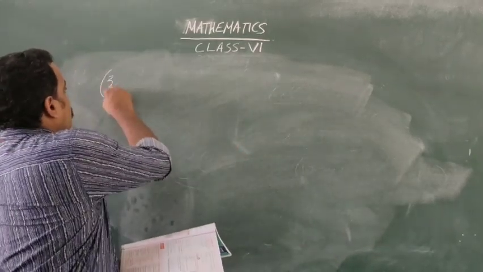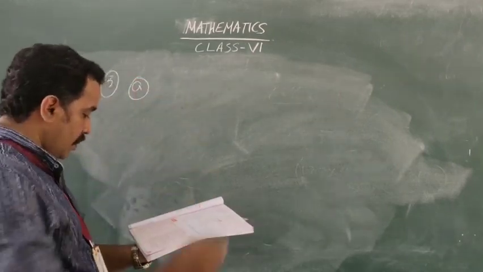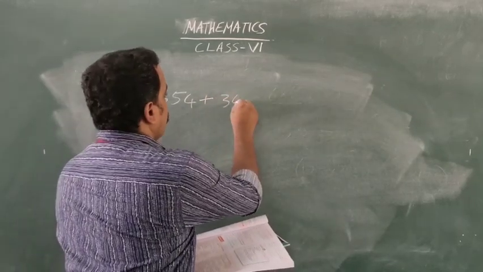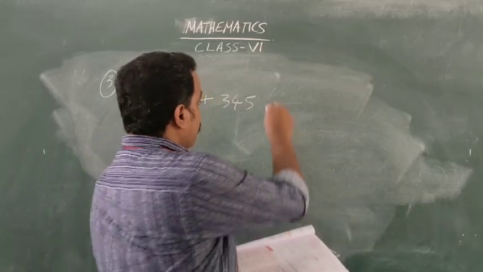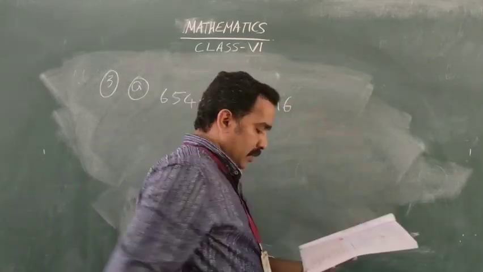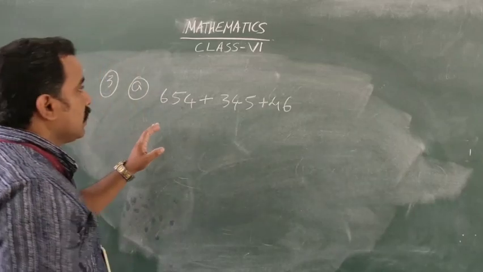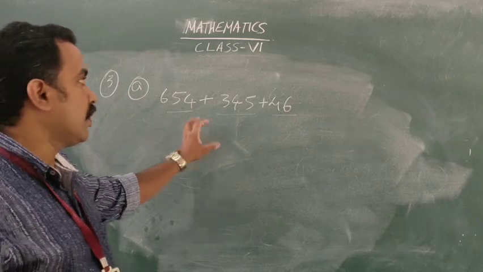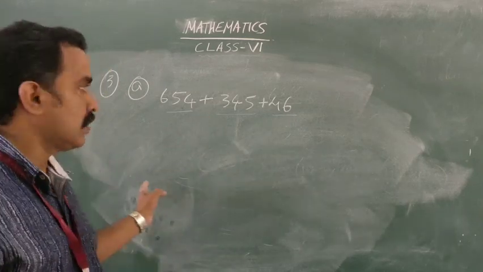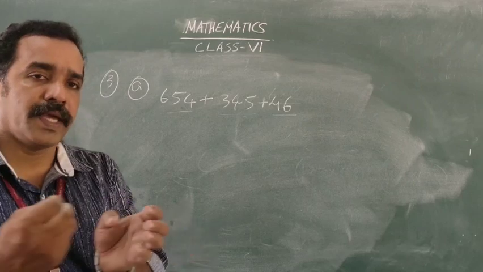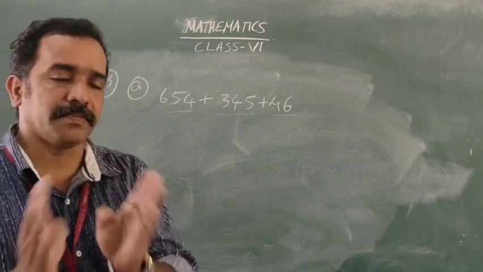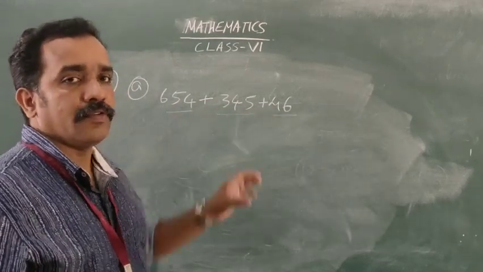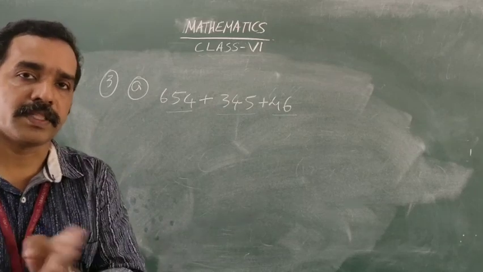Evaluate by using suitable rearrangement. Here, first question, 3a: 654 plus 345 plus 46. That is the first question. Here in this case, three numbers are there. So think of the associative property, using these properties to solve these problems and make it simple. In whichever way we add or rearrange these numbers, we will get a simple method to add.